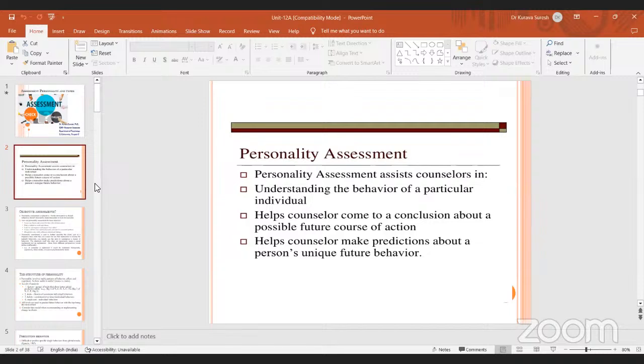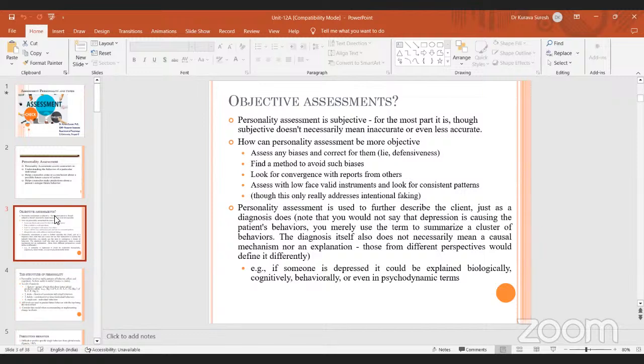Personality assessment assists counselors in understanding the behavior of particular individuals. It helps the counselor make predictions about a person's future actions. Objectives of the assessment: personality assessment can be subjective, which is not necessarily accurate in comparison. How can it be more objective? Personality assessment should use more objective methods, such as the lack of communication improvement.